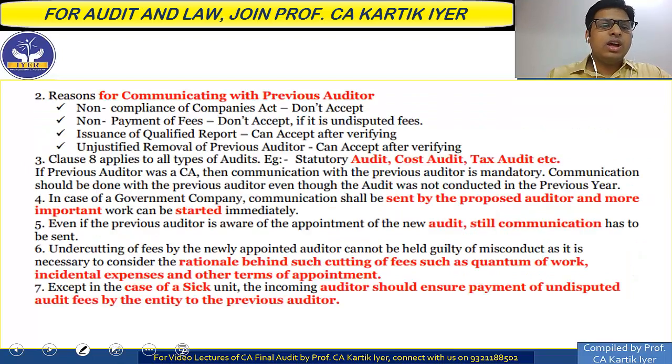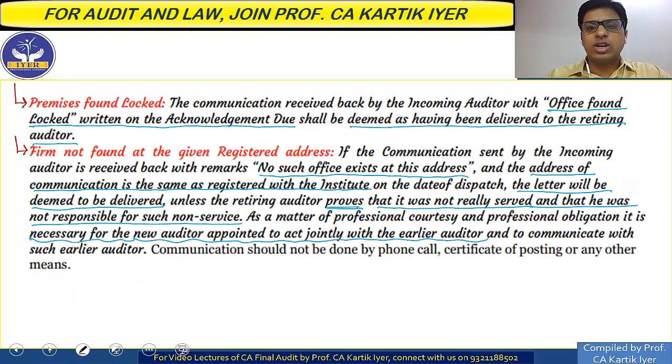Okay. Now, in relation to the same point, suppose the communication is done by the new auditor, and the letter comes back with the reply that the office was found locked. For example, the person who was delivering it mentioned on the letter itself that the office was found locked, so we could not deliver it. So what they're saying is communication received back by the incoming auditor with office found locked written on the acknowledgement due shall be deemed as having been delivered to the retiring auditor. It shall be deemed that it is delivered to the retiring auditor.